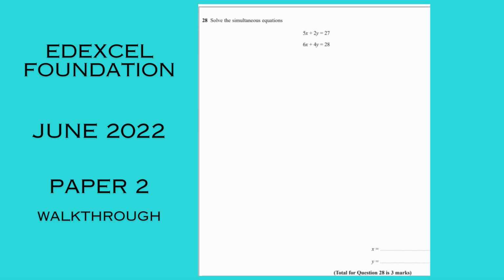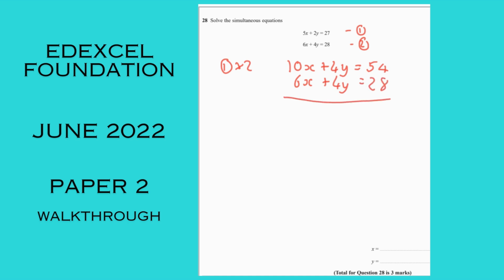And finally, simultaneous equations. Now you could turn the x's into 30x, but why do something that requires 2 steps when you can simply sort it out in one? I'm going to take the top equation, equation 1, and double everything. And I'm going to leave the second equation alone because now we've got the same number of y's. They're both positives, same sign, subtract.